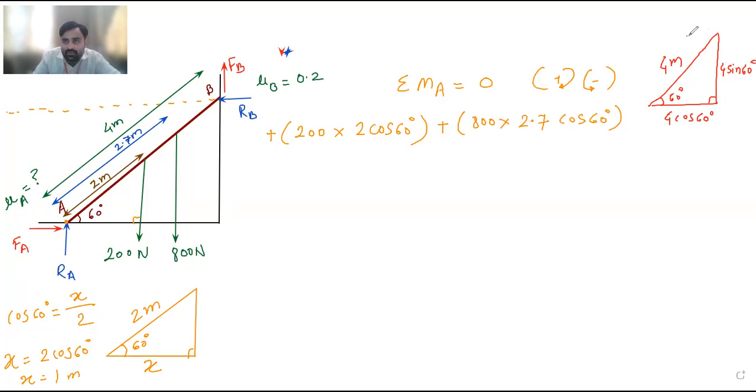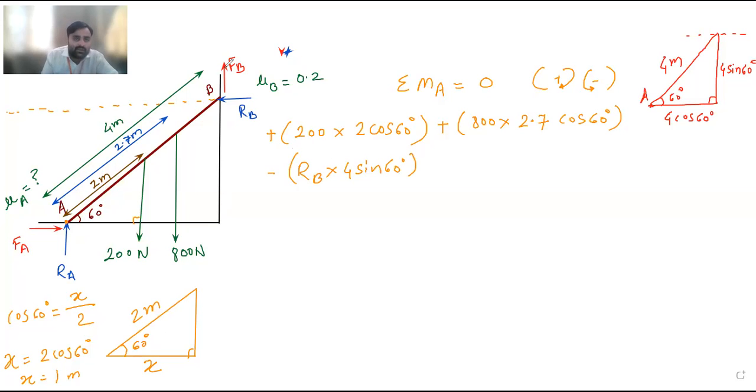So your RB is situated over here at this point, and this is your point A. So your distance will be 4 sine 60. Now, RB, in which direction is it rotating? Anti-clockwise direction. RB is rotating in anti-clockwise direction. So here it is minus RB into 4 sine 60.